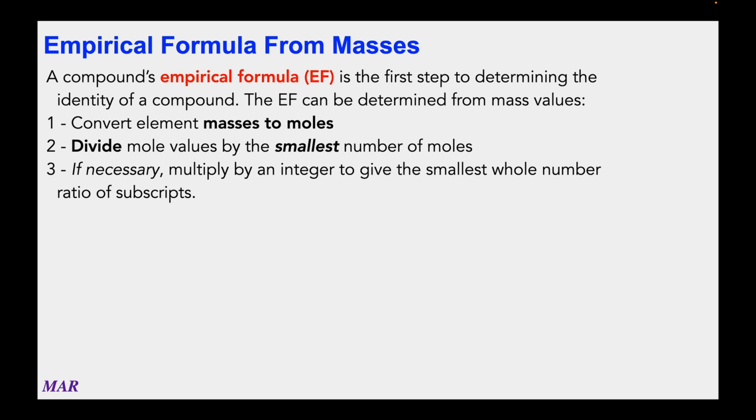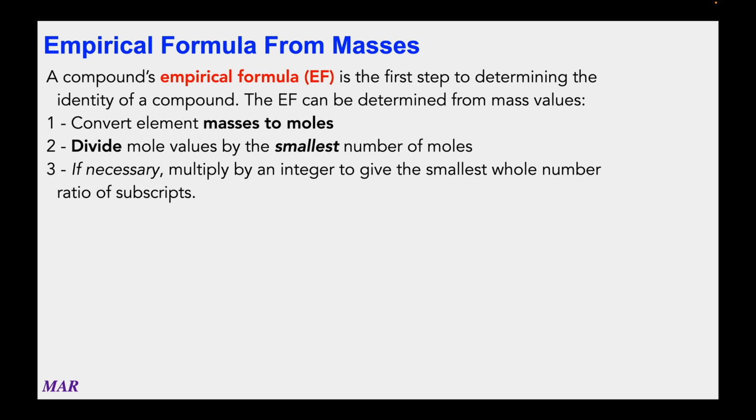So like we said earlier, the compound's empirical formula is often the first step in determining the identity or the molecular formula of the compound. And you can find the empirical formula from these mass values. If you have the exact masses, you can turn the masses into moles. And then from there, you can take those moles and divide the mole values by the smallest number of moles. That'll give you whole number ratios.